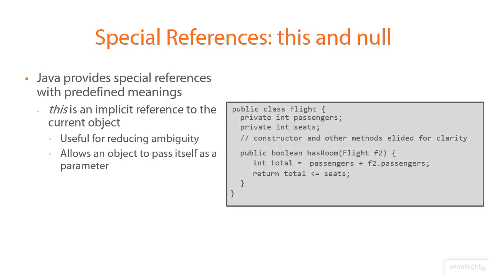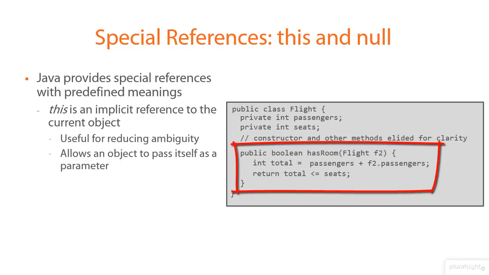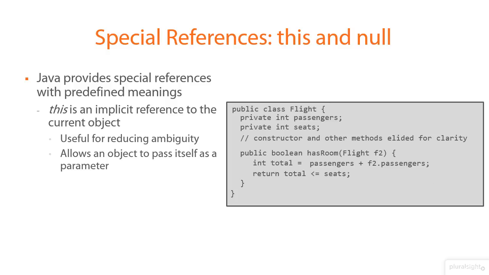Remember that we have our Flight class, and we had that method we just wrote called hasRoom. Now, the hasRoom method uses data from the current instance, and it also uses data from an instance passed in, f2. So we have our f2.passengers, which refers to the passengers of the instance passed in, and then our other passengers refers to the current instance's passengers. And this is completely valid the way we have this written.